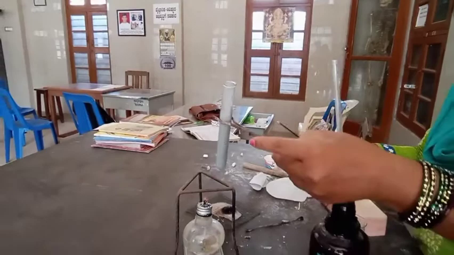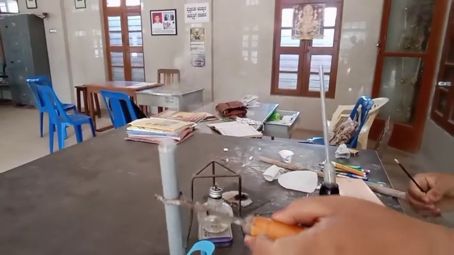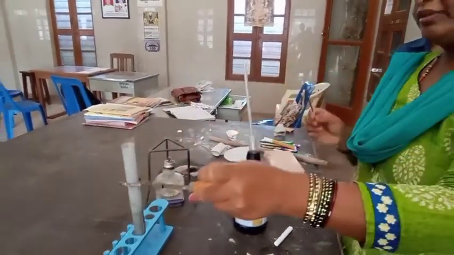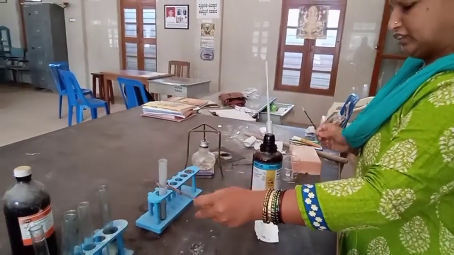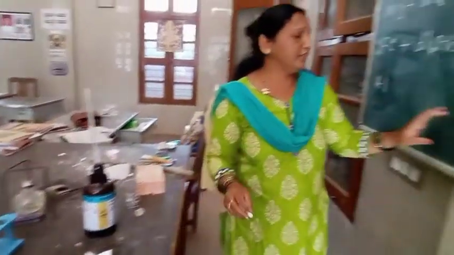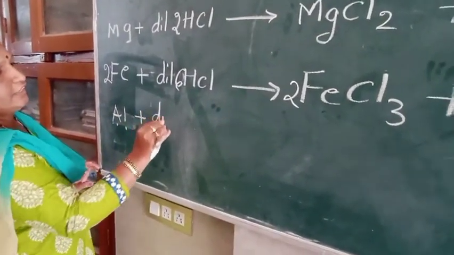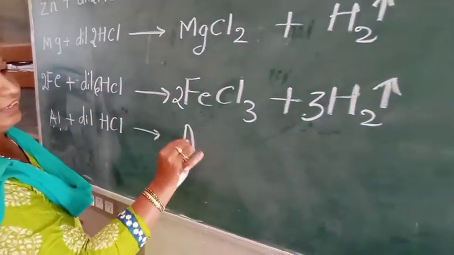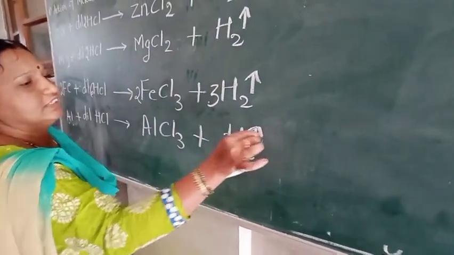Yeah, the gas is hydrogen gas and the compound is aluminum chloride. Usually metals dissolve in hydrochloric acid. It displaces the hydrogen, so it is a best example of a displacement reaction. So we are going to write here aluminum. When aluminum reacts with dilute hydrochloric acid, we have aluminum chloride, and again hydrogen gas is releasing here.